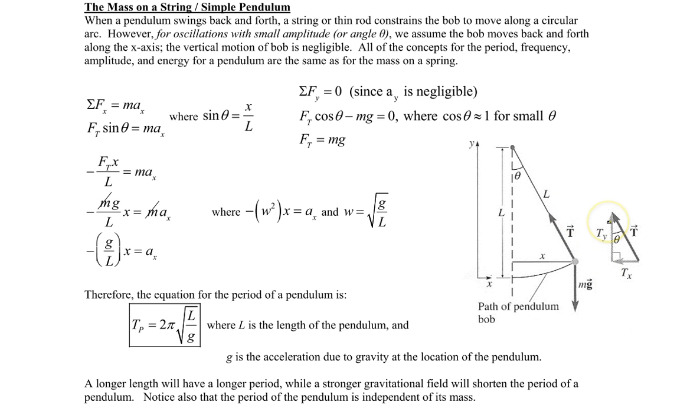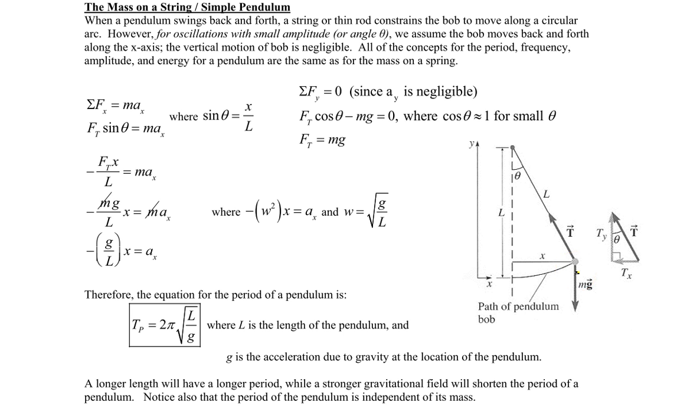uniform gravitational field. And so when we pull it a little bit to the side, and you'll notice that this angle here is very, very small. It has to be basically about 10-15 degrees or less. It starts to oscillate back and forth. And so if you were to look at its motion along the x-axis, it would be simple harmonic motion.